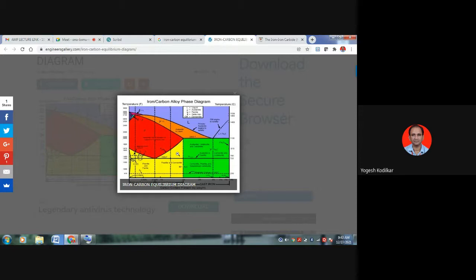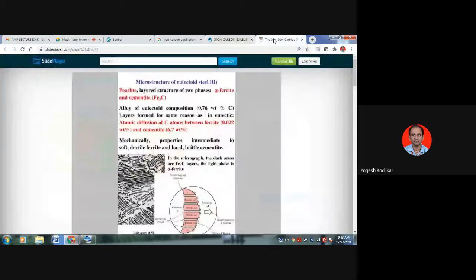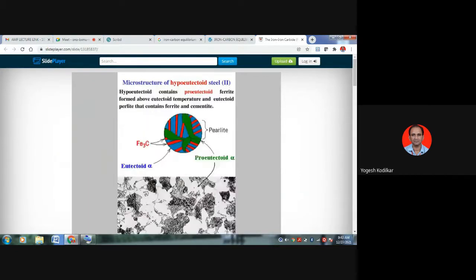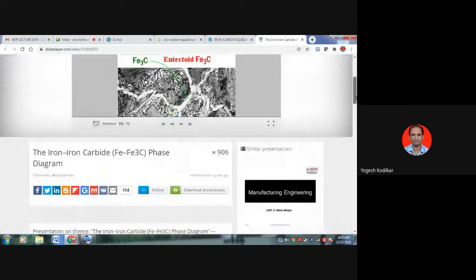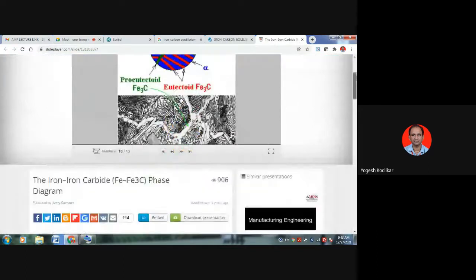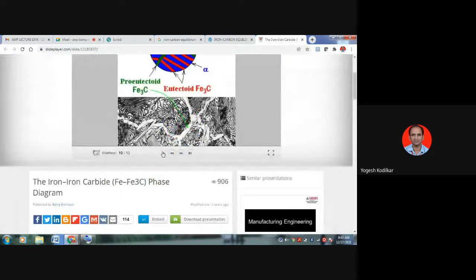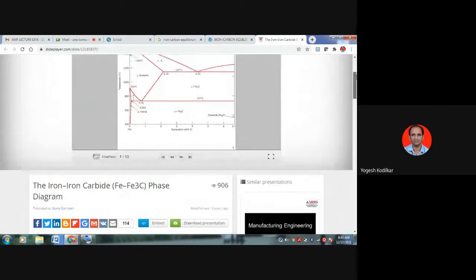These critical temperatures show different changes. These are the phases, different crystal structures at different temperatures. This is your iron carbon diagram.